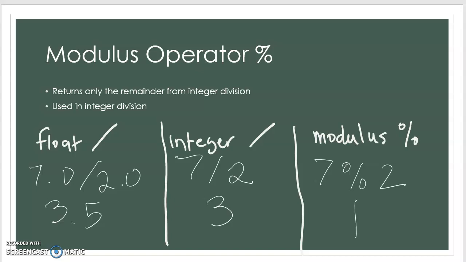So we have 3 different things here. We have float division, we have integer division, and we have the use of the modulus operator. They all use the same numbers, but each outcome is different.